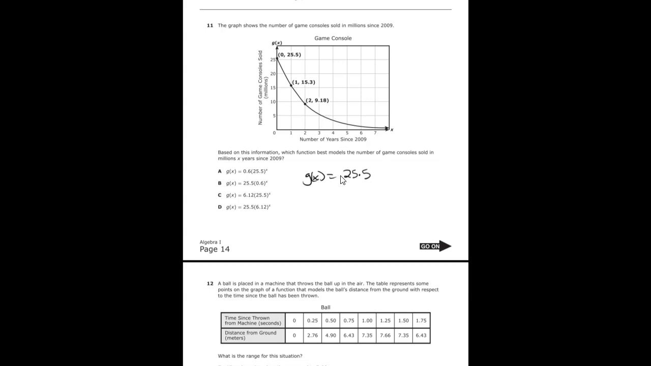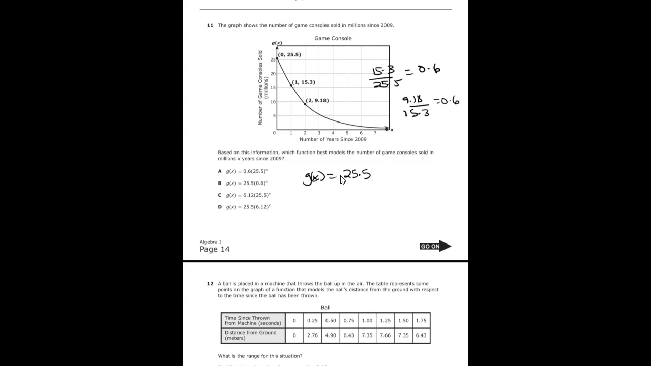So let's do a division from 15.3 to 25.5. So 15.3 divided by 25.5. If you go through this, you'll find that this is 0.6. And then for the second year, let's see what the relationship here is. 9.18 divided by 15.3, and you're going to get 0.6.